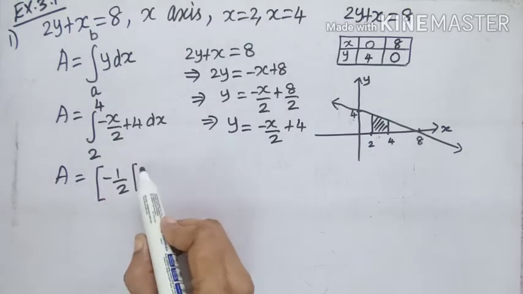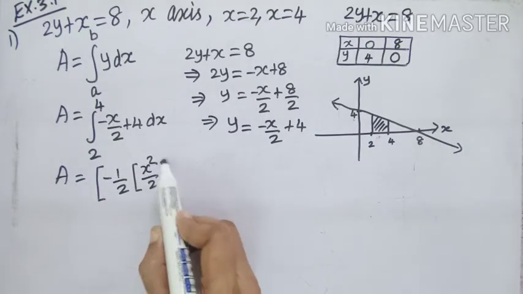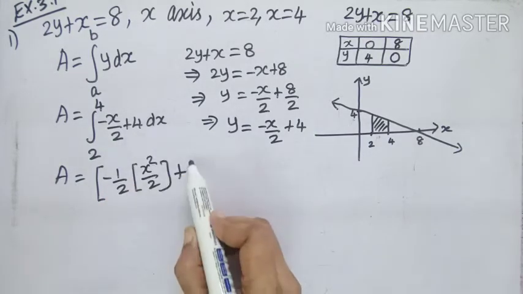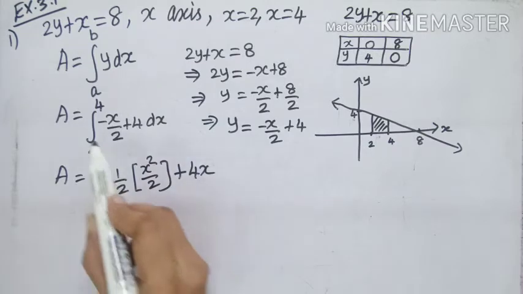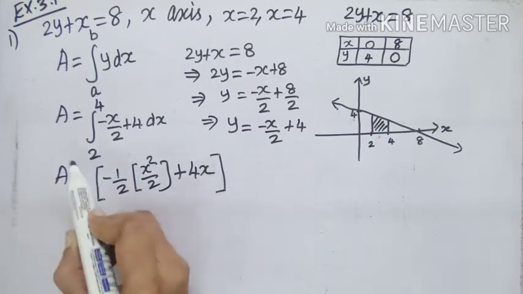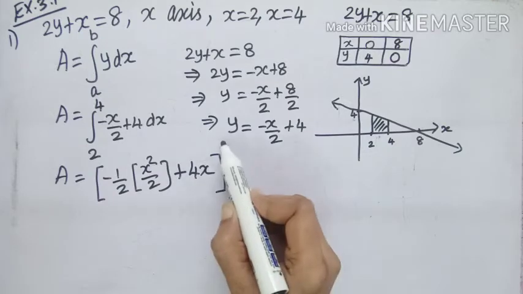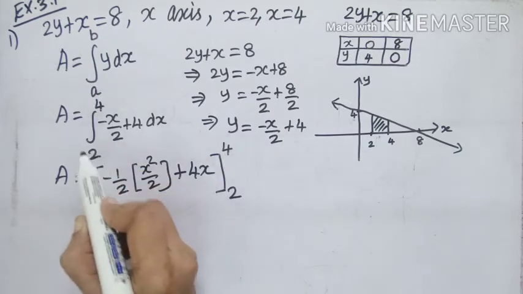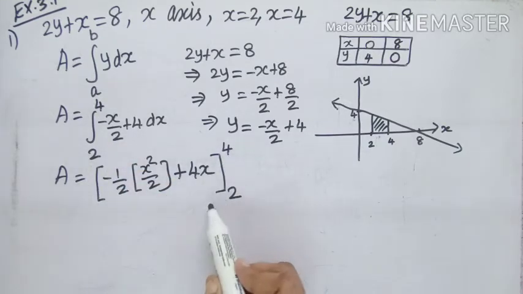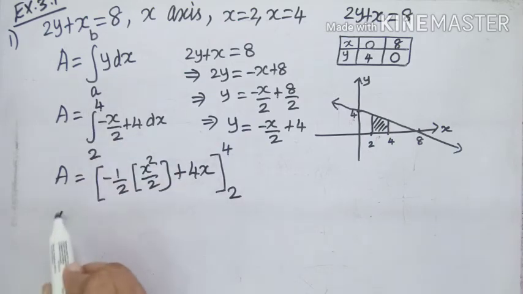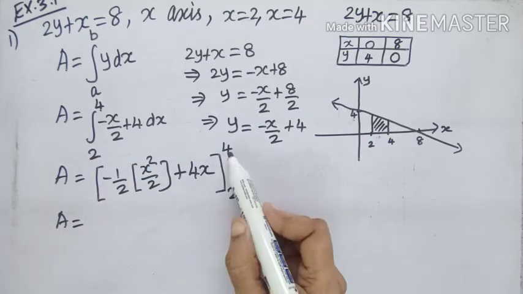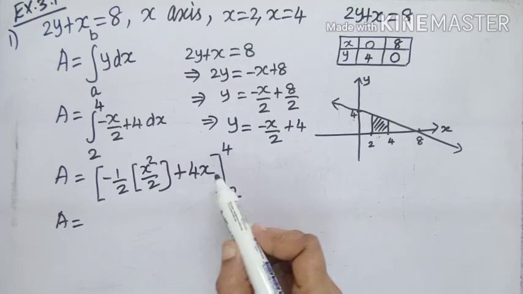So x becomes x square by 2, plus 4 becomes 4x. We have completed the integration. Put the limits here. We must not put the integral again. Put only the limits. So wherever x is coming, let me put the upper limit 4.